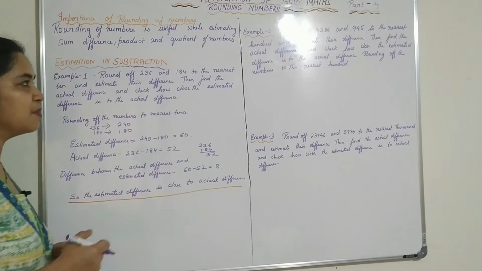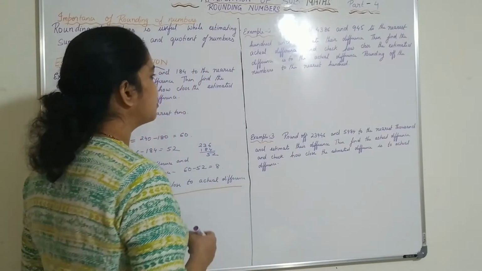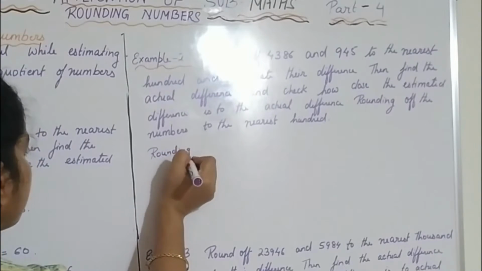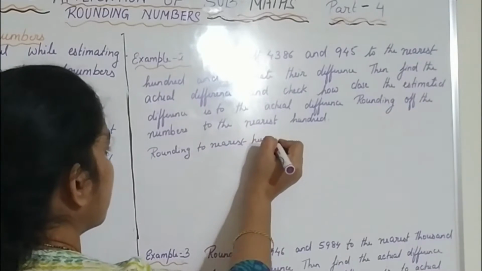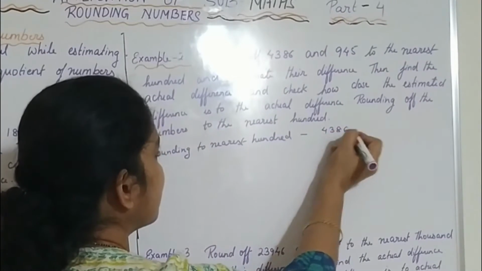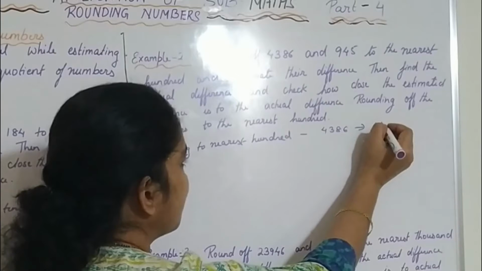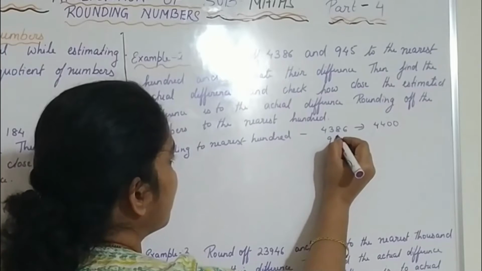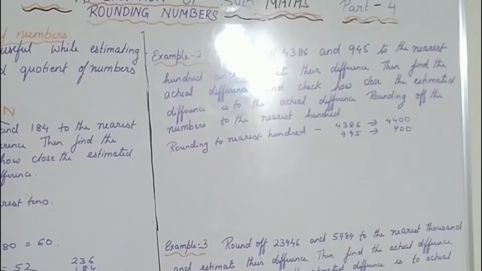Now we have the second example. We have to round the numbers to the nearest 100. 4386 will become 4400, and 945 will become 900. Now we have to find the estimated difference.